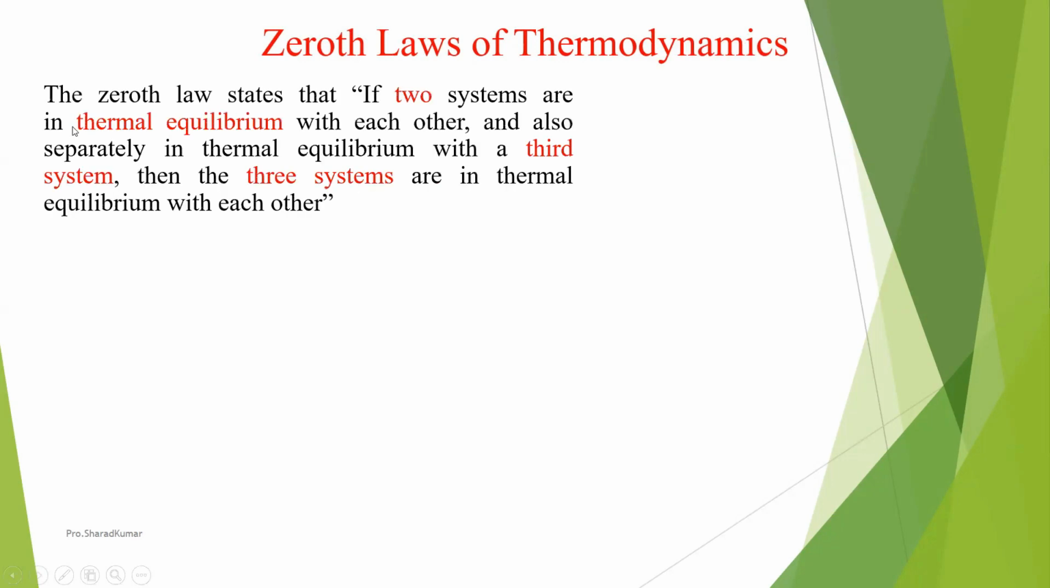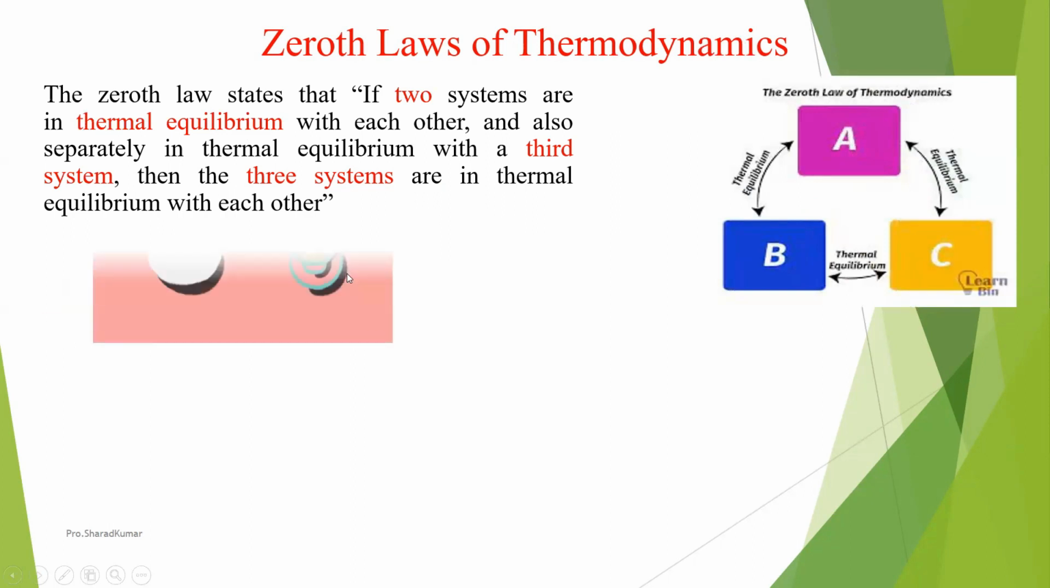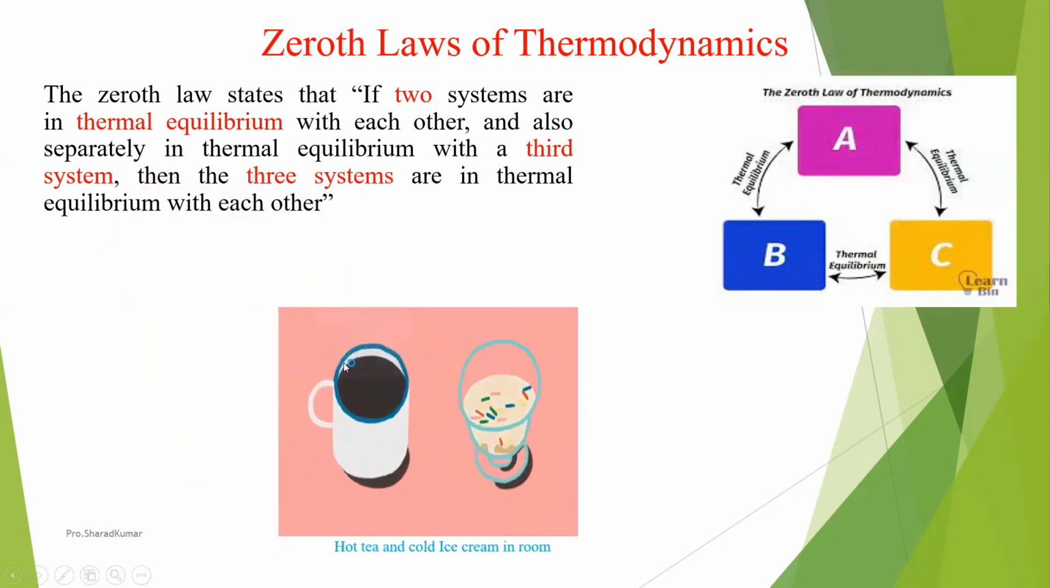The zeroth law states that if two systems are in thermal equilibrium with each other, and also separately in thermal equilibrium with a third system, then all three systems are in thermal equilibrium with each other. So consider three systems. One is a room, the second is a hot cup of coffee, and the third is cold ice cream. Keep that hot cup of coffee and the cold ice cream in the room for a while.